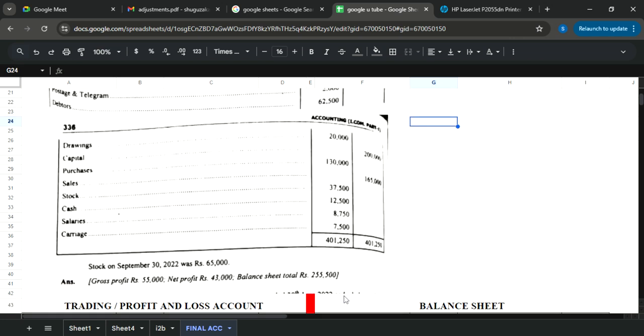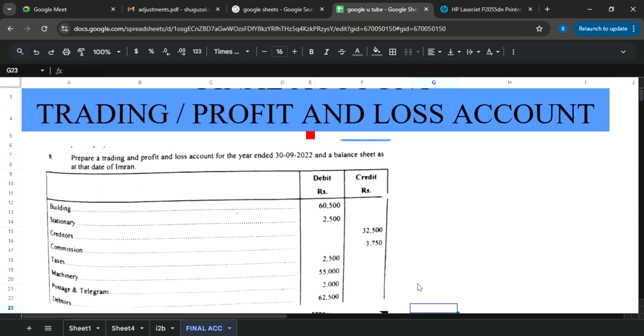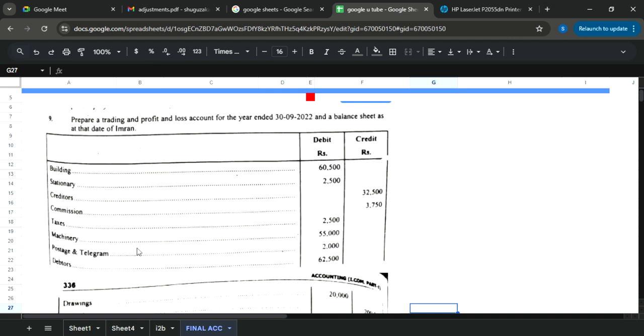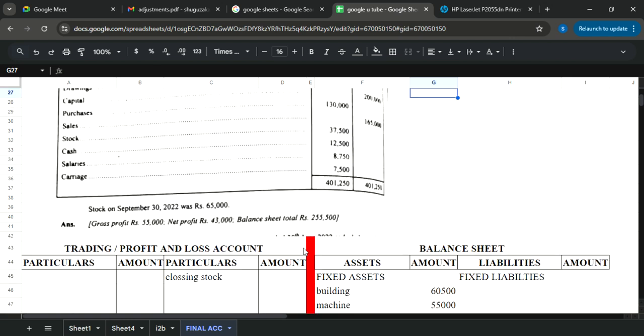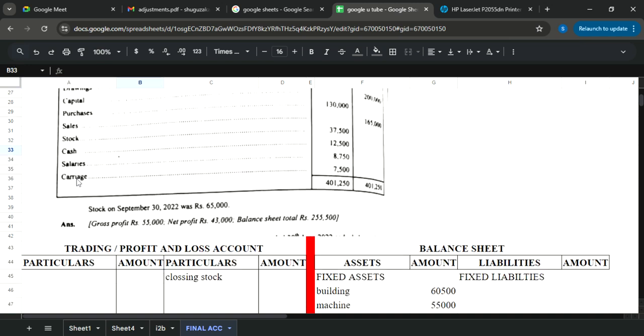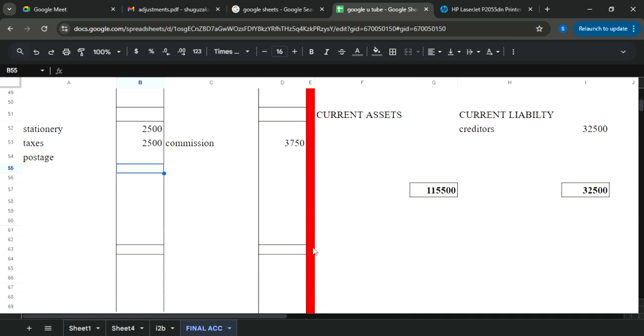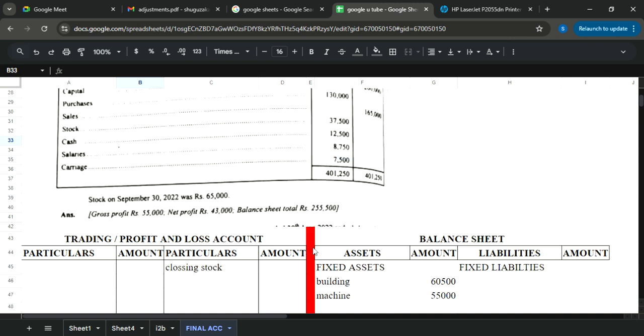The next, after machine, we do have postage and telegram. Postage is an indirect expense. Like if you want to post a letter, the expense of that post is called postage. The amount of postage is written 2000. Just put 2000 over here.